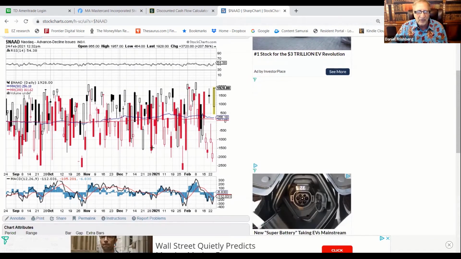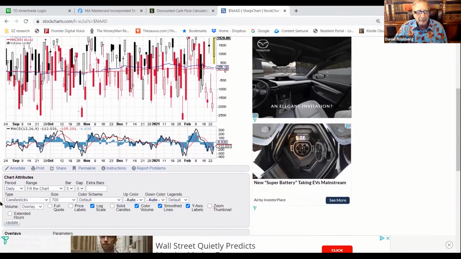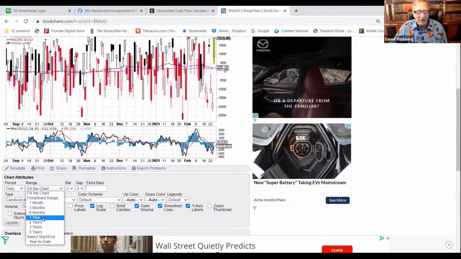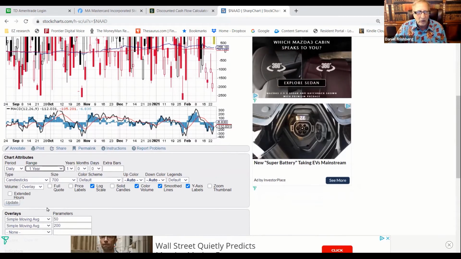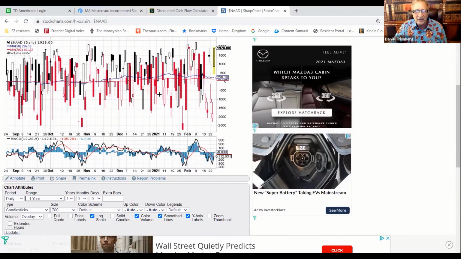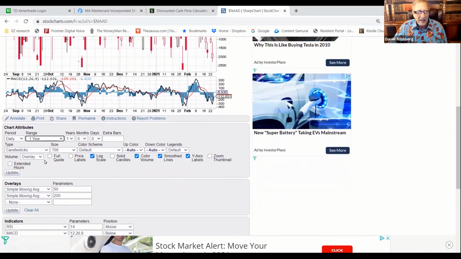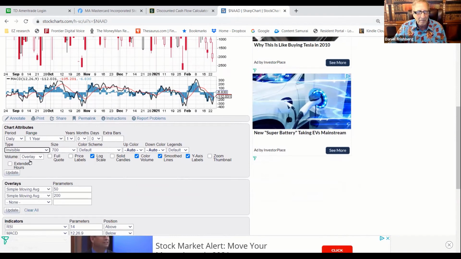So what I'm going to do is fix this so that I can make sense out of it. First thing I'm going to do, where it says the range, instead of fill the chart, I'm going to say, give me a year. I might make it 2 years if I wanted a longer view. And then I don't really want these candlesticks. These are the daily prices and they're just confusing and they tell me nothing. So I'm going to tell it to make this candlestick invisible. So I selected invisible.